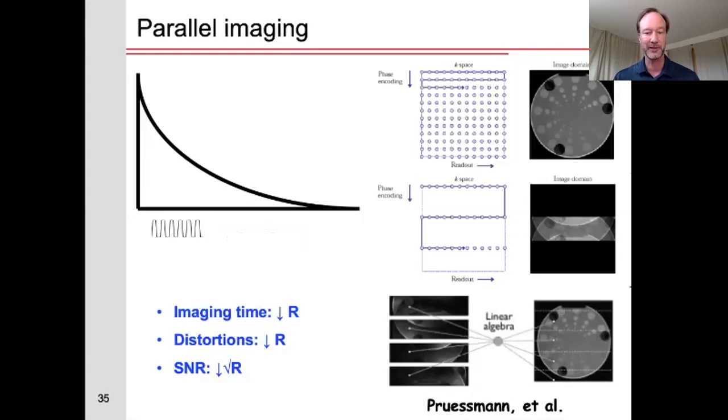We can reduce our imaging time by a factor of whatever our acceleration is. So if we are skipping every other line in k-space, our acceleration would be a factor of 2. So we're reducing our imaging time by a factor of 2, or we can use the same amount of imaging time to increase our resolution. It also reduces the amount of distortions by a factor of 2 if we keep the same resolution. But it does come at a cost of a reduction in signal to noise of about the square root of the reduction factor. So if we're doing an acceleration of 2, it'd be a square root of 2 reduction in SNR.